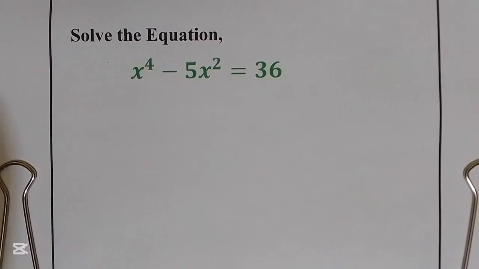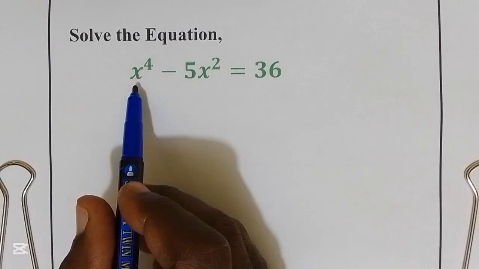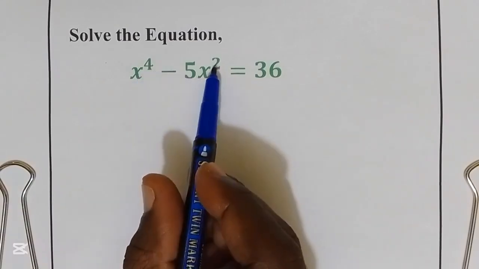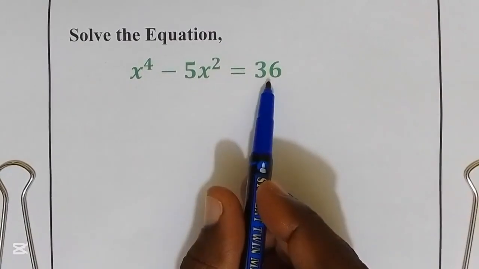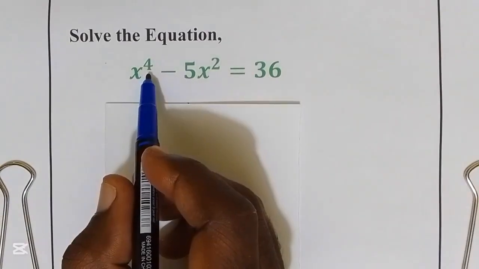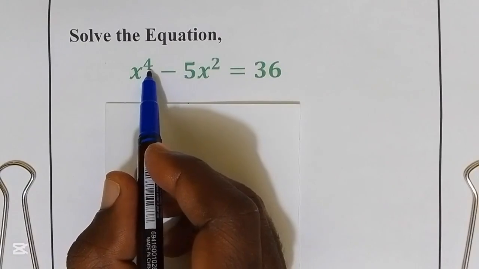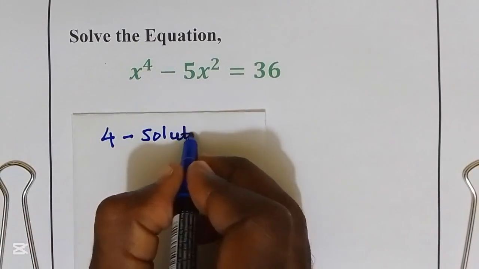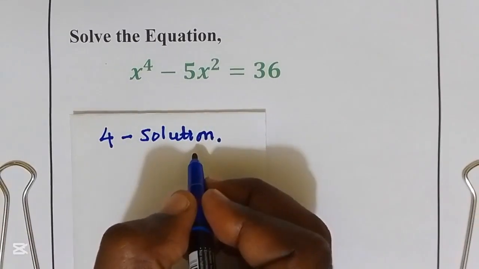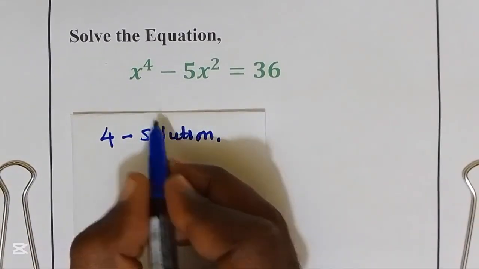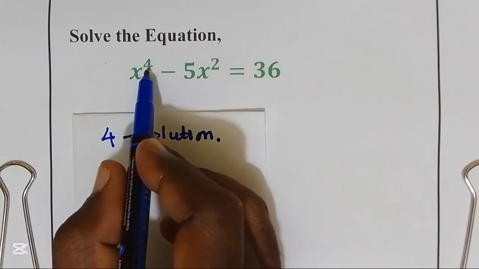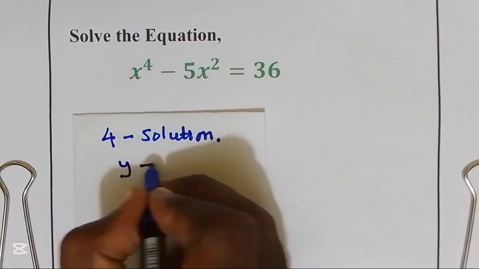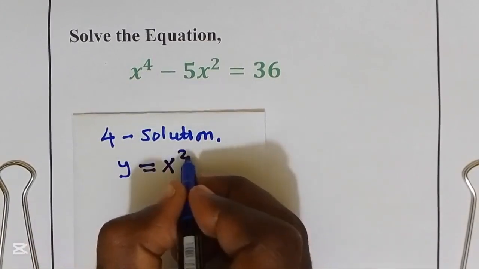Let us see the easy way to solve a polynomial equation. We are supposed to solve x power 4 minus 5x squared is equal to 36. Since our polynomial has a highest power of 4, it has 4 solutions. Now, what we are going to do first is reduce the fourth power into a quadratic by letting y is equal to x squared.